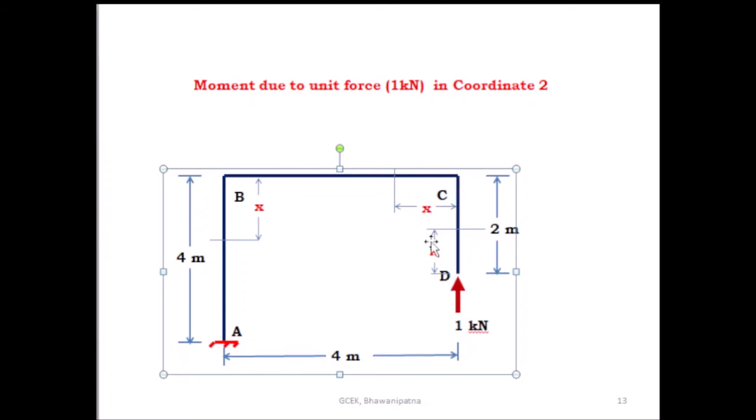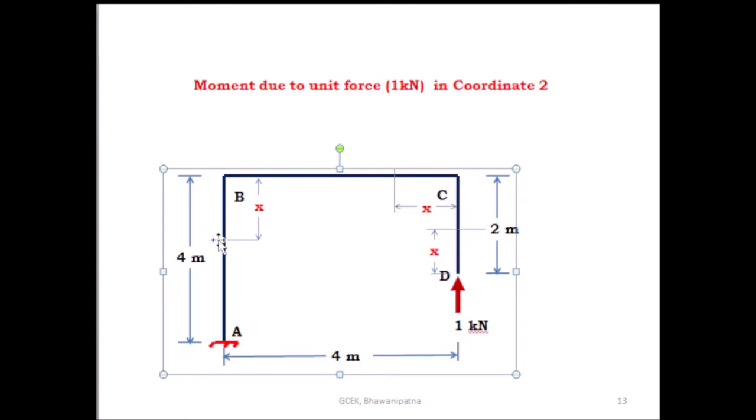So take a section at a distance x from the D. So what is the moment here? Because this unit force is passing through this point, the moment here is equal to 0. Due to this vertical force, the moment here is 0. Then take a section at a distance x from the point C. So what is the moment here? This is 1 into x. This is anti-clockwise, so minus 1 into x.